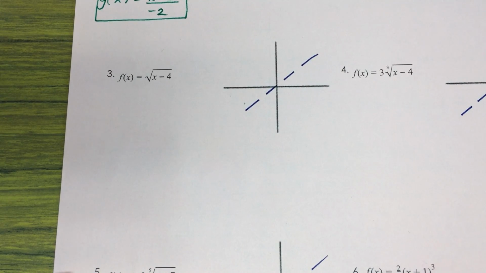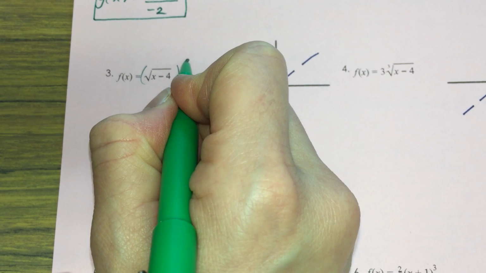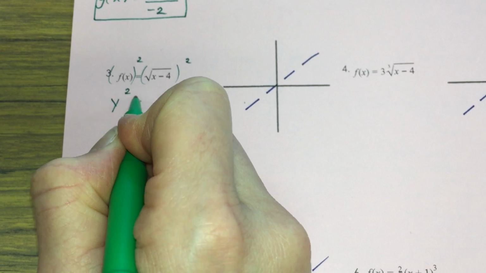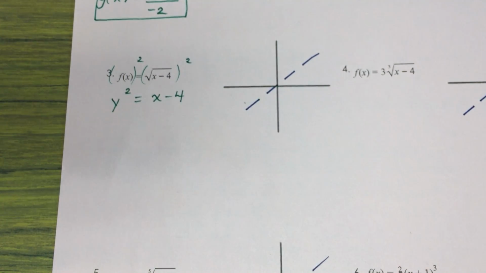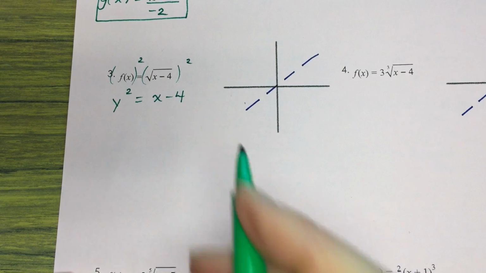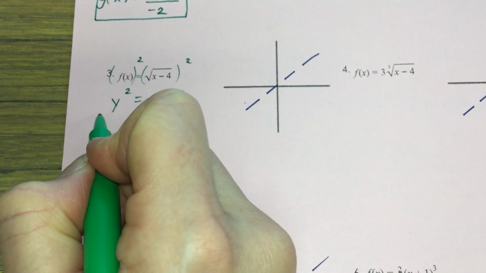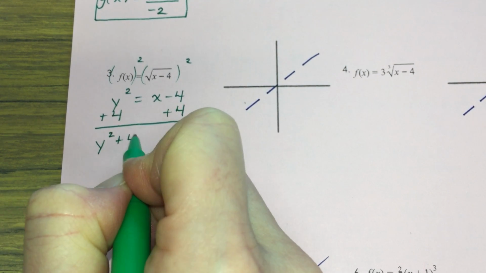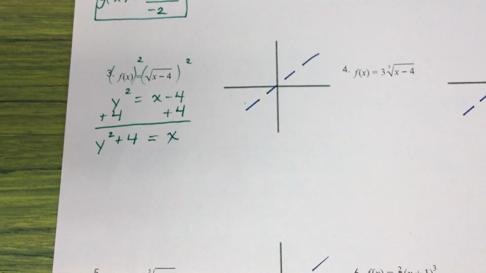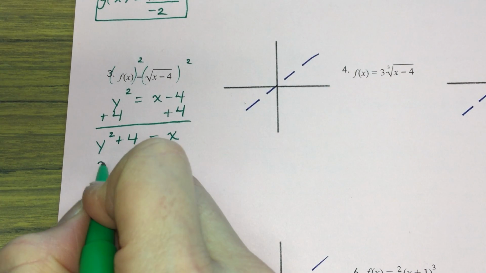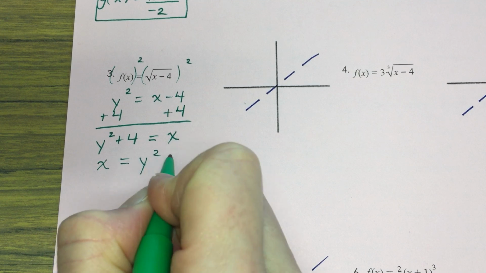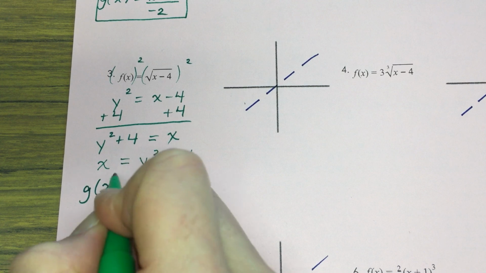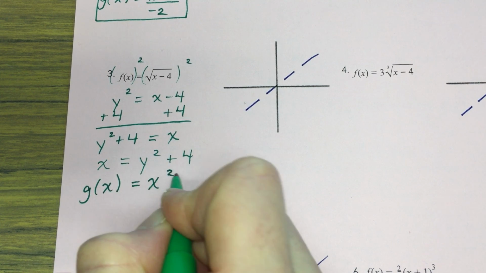Number 3, we want to be able to undo a square root, so let's square each side. Forgot to write y equals, but that's okay. That's going to be y squared equals x minus 4. The root sign, the radical sign, goes away. Now we just have to add 4 each side to solve for x and get x by itself. And I forgot that I like to put that on the left side to show that this is our new function, g of x, and now our y is our x.